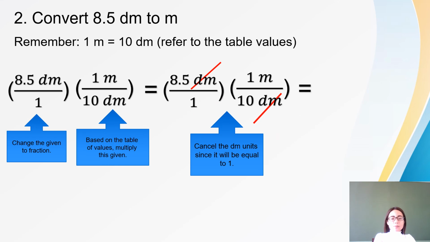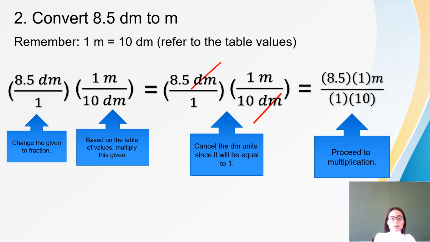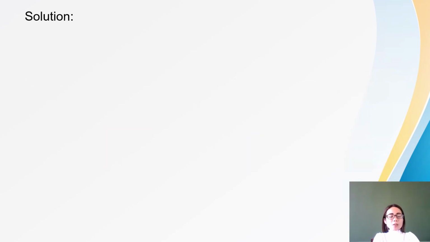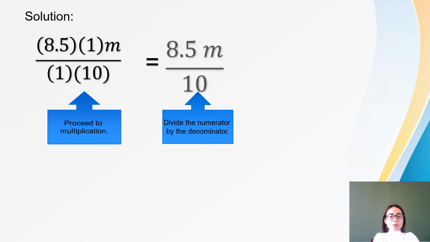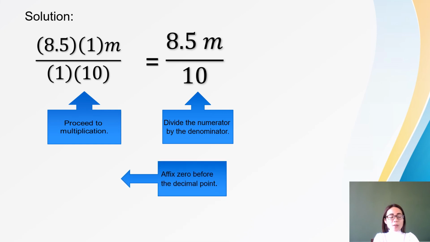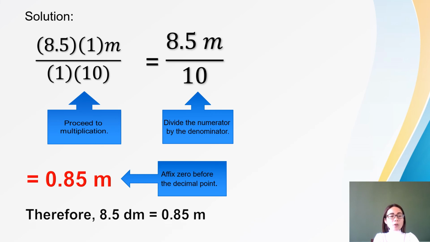Then, proceed to multiplication. Multiply 8.5 times 1 meter divided by 1 times 10 is equal to 8.5 meters divided by 10. Divide the numerator by the denominator. The answer is 0.85 meter. Affix 0 before the decimal point. Therefore, 8.5 decimeters is equal to 0.85 meter.